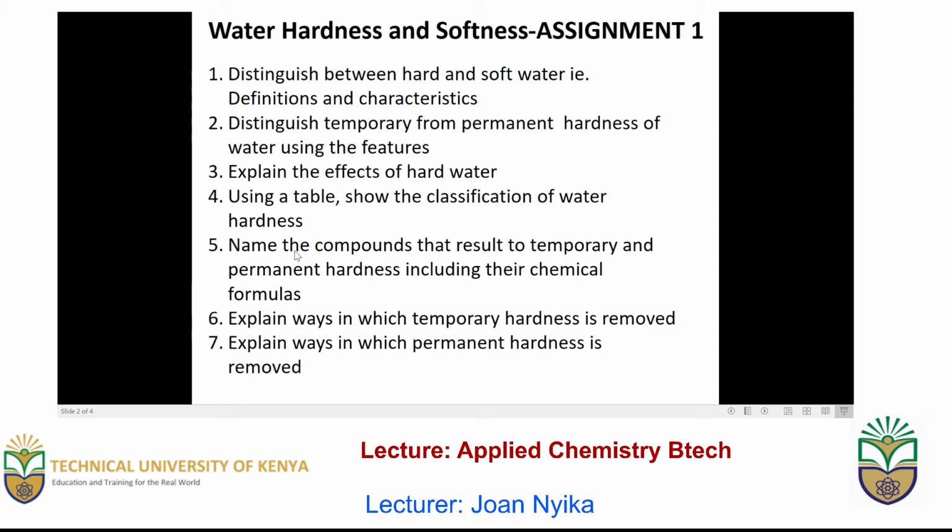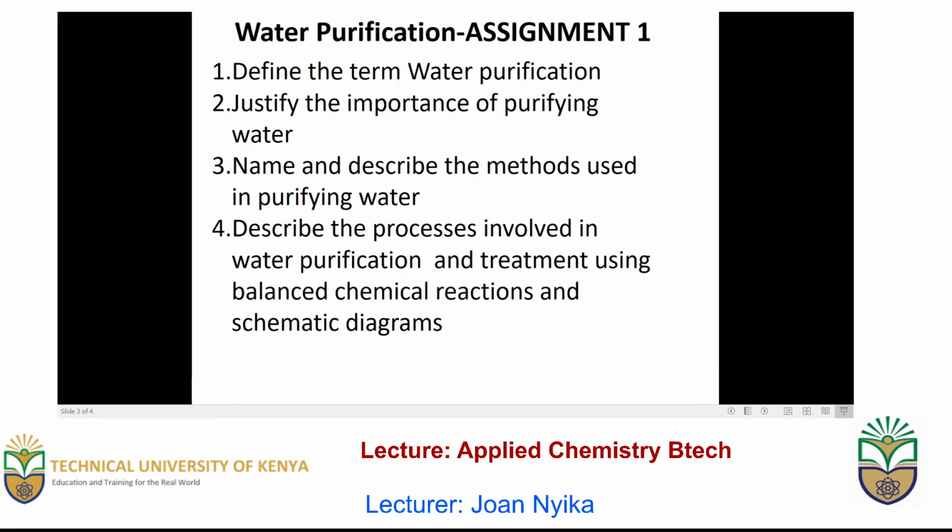Number five, you need to name the compounds that result in temporary and permanent hardness of water and include their chemical formulas and chemical equations, if any. Number six, you need to explain the ways in which temporary and permanent hardness can be alleviated or removed. This you need to show on how the chemical reactions of the various processes that are used to remove the hardness, either temporary or permanent.